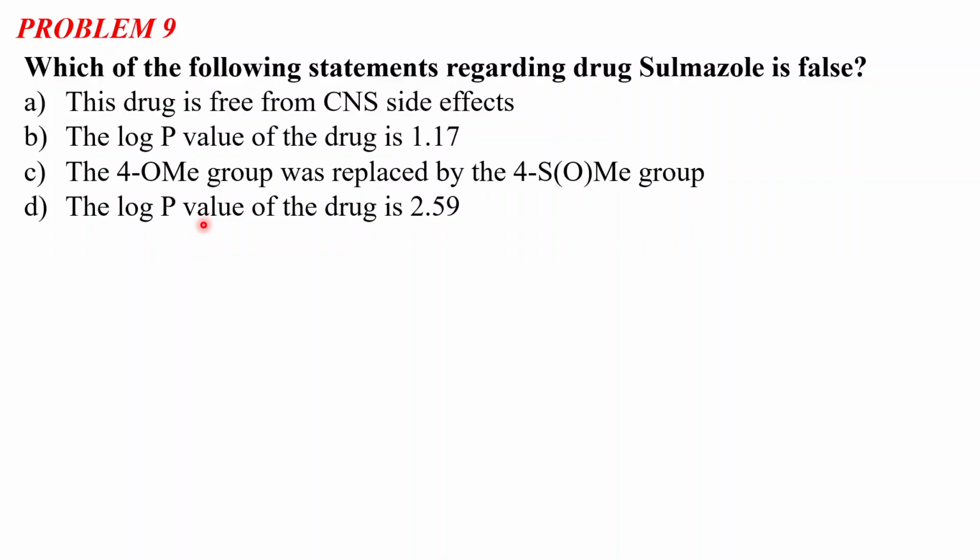Which of the following statements regarding the drug salmazole is false? Number A, the drug is free from the CNS side effect. Number B, the log P value of the drug is 1.17. Number C, the 4-OMe group was replaced by 4-SOMe group. And number D, the log P value of the drug is 2.59. Let me know A, B, C or D. Again, I will wait for a minute and then I will check the chat box.